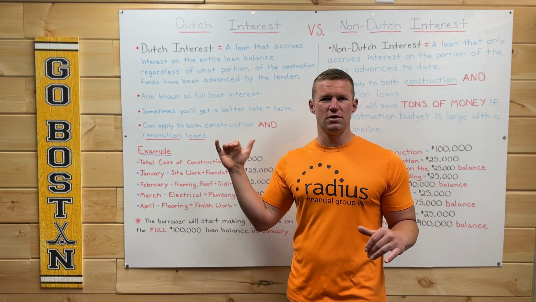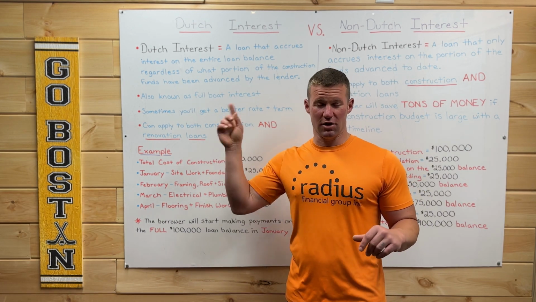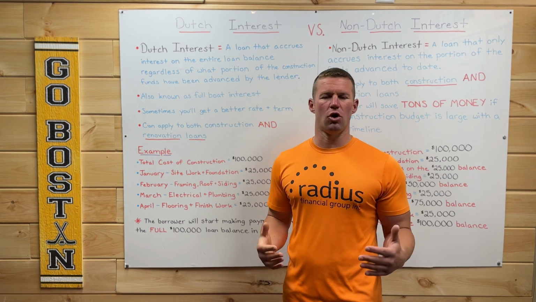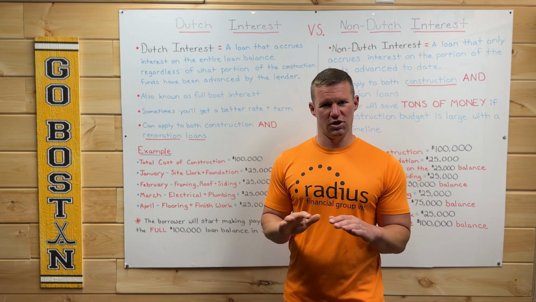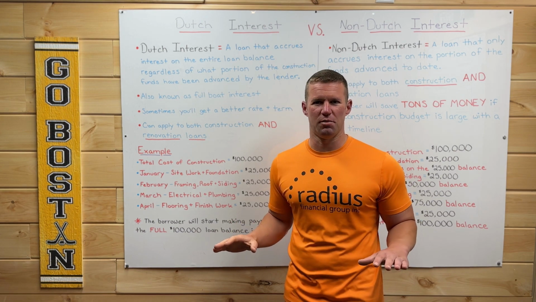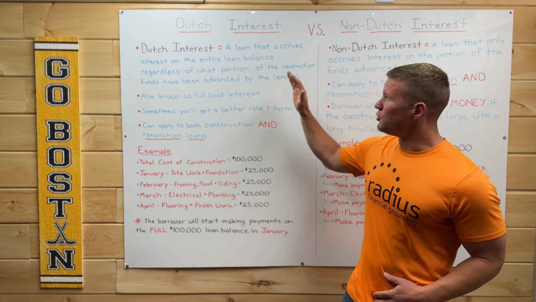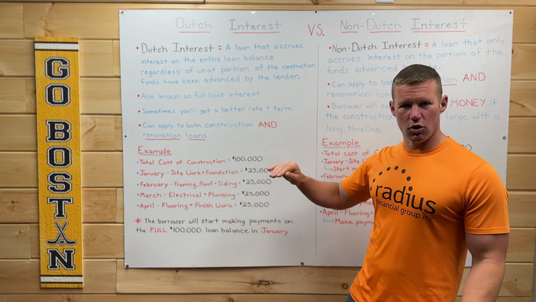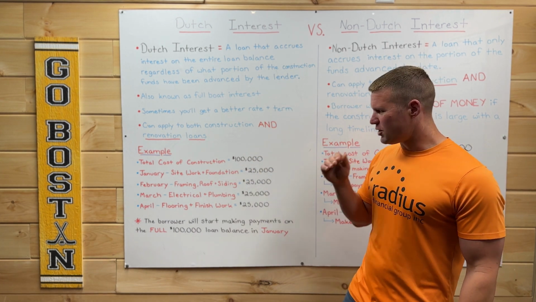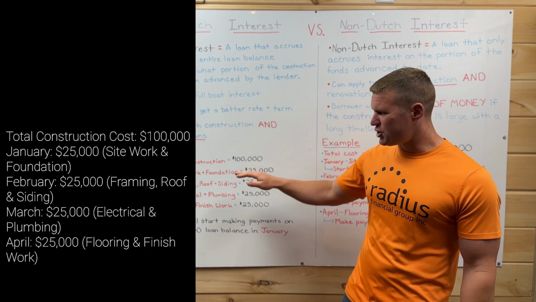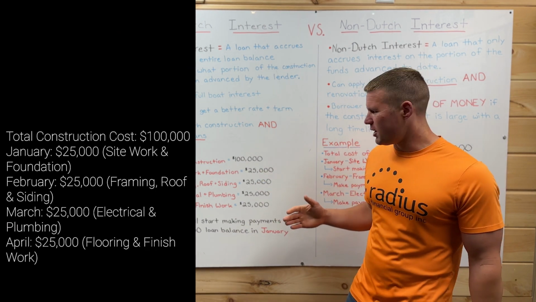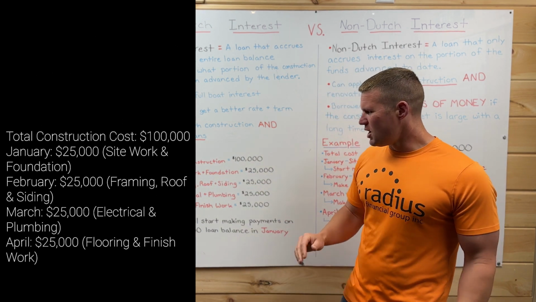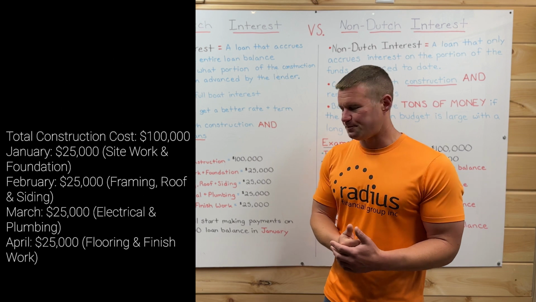Now, with both of these examples, Dutch interest and non-Dutch interest, we're just going to go over the example of you're building a home for $100,000, just to keep it simple, just to keep everyone on the same page. So this is an example of Dutch interest. Your total cost to build the home is $100,000. In January, construction begins, and let's say they're doing the site work and pouring the foundation, and that's going to cost 25 grand.